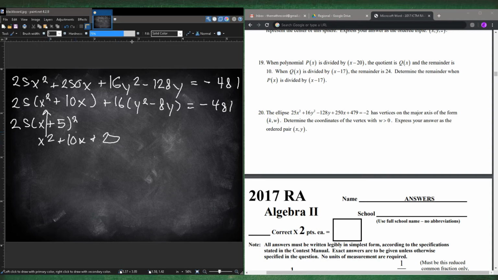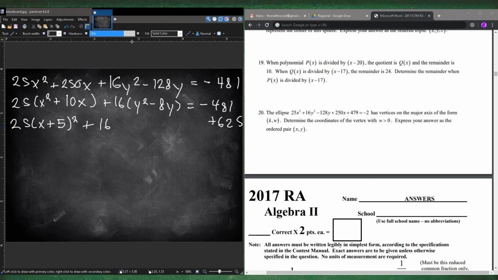So we have the x plus 5 over here, x squared, and then the x squared over here, 10x over here, but we have an extra 25, okay? So that basically means we have that extra 25 times this 25, meaning there's an extra 625 on this side. So we need to add an extra 625 here.